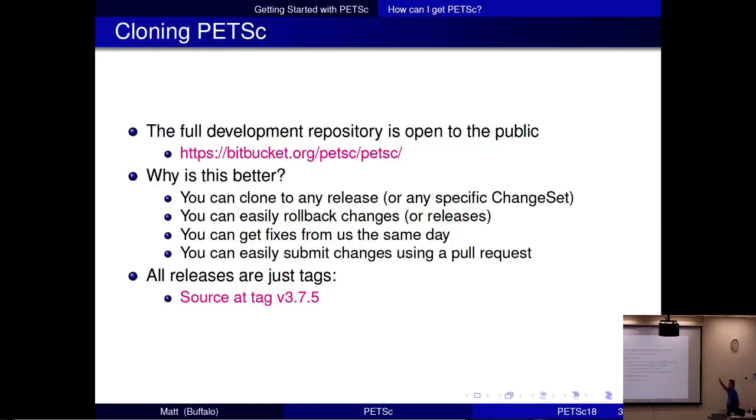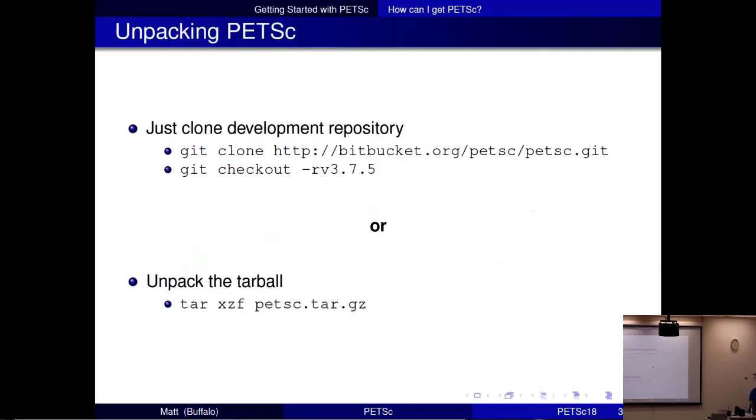Also, the advantage of using the repository is if you ask us to fix something, it can happen in an hour for you. And then you have it and it's done, rather than you waiting for us to somehow make a tarball and post it. So how do you do it with the repository? You can clone. Now, by default, the clone will put you in the master branch.